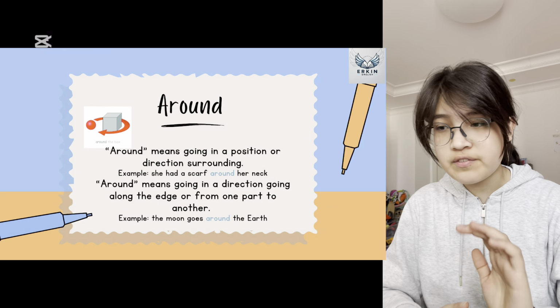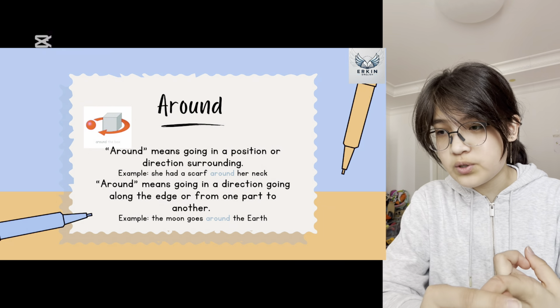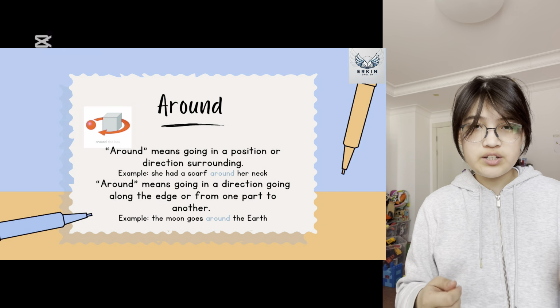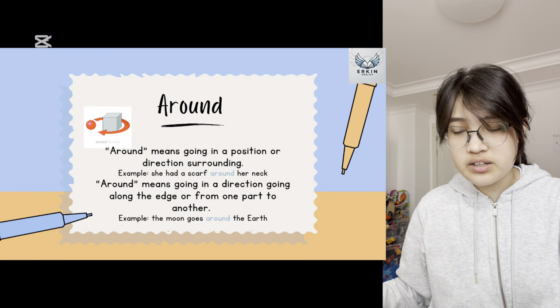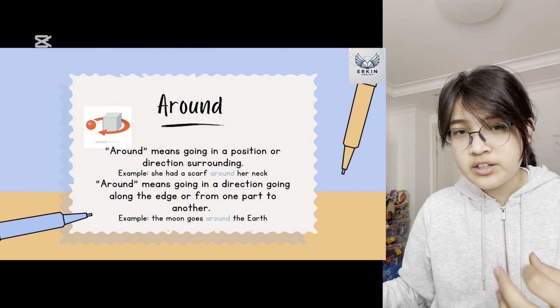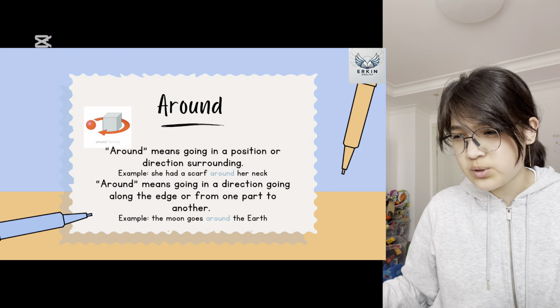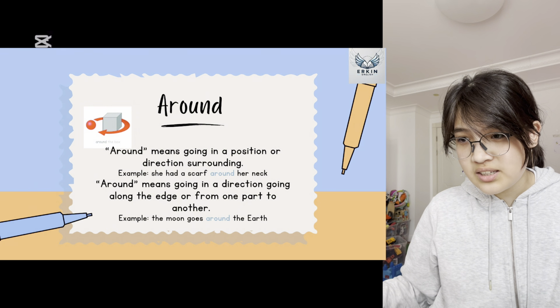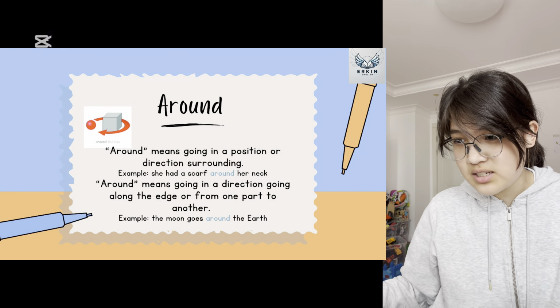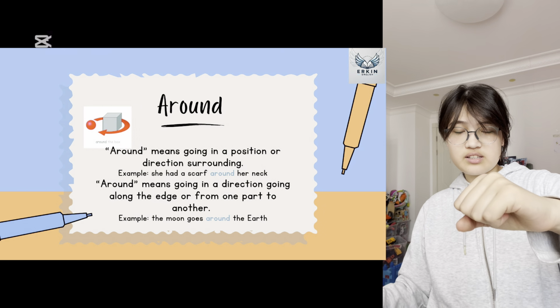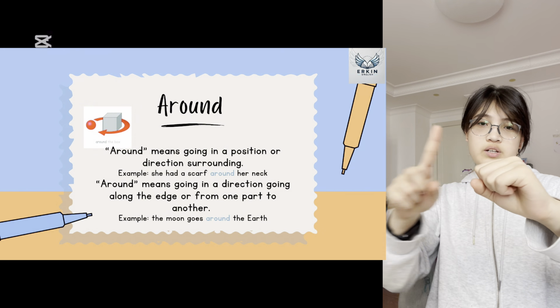And then we have the preposition around. Around has several meanings, going in a position or direction surrounding. So for example, she had a scarf around her neck. And then the other meaning of around is going in a direction, going along the edge or from one part to another. So in this example, we can see that the ball is going around this box. We have another example, which is the moon goes around the earth. So the earth is the center, and then the moon is going around it.